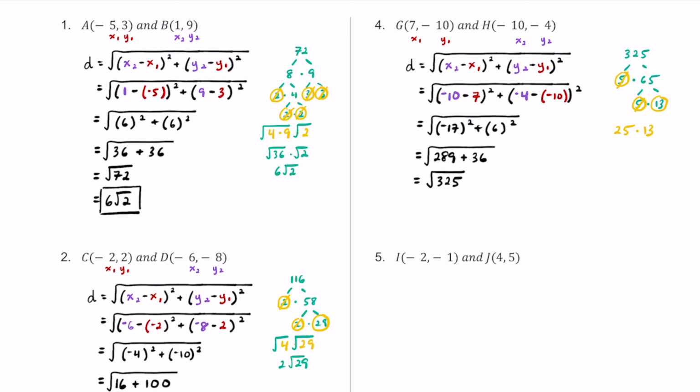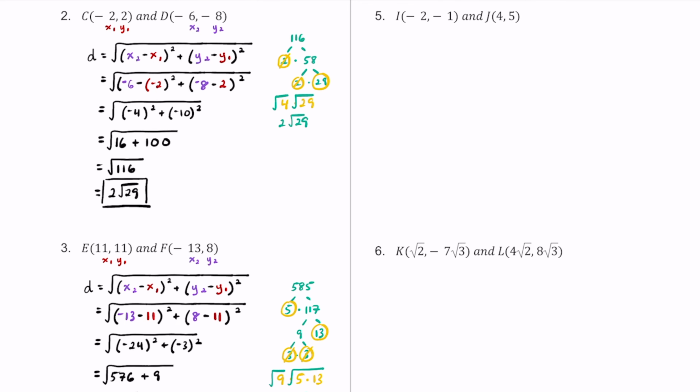So the square root of 325 is the same thing as the square root of 25 times the square root of 13. The square root of 25 is 5, and this root 13 is going to stay as an irrational value. So the most simplified version here is going to be 5 root 13. Okay, that would be the distance between these 2 points. Here's number 5. Here we have point I at (-2, -1), and j at (4, 5).